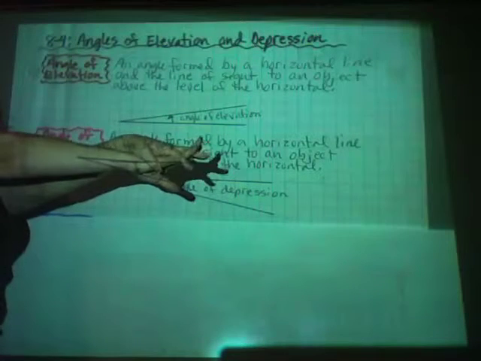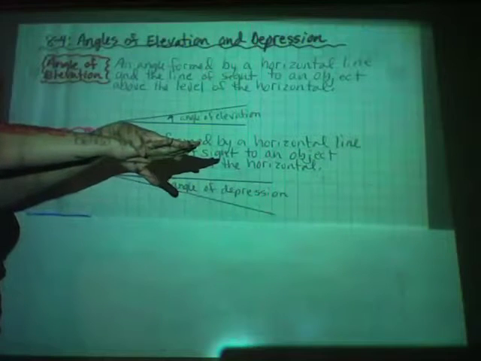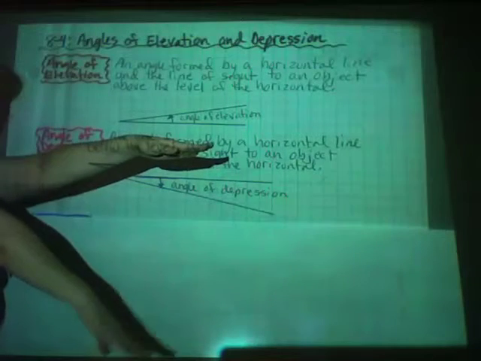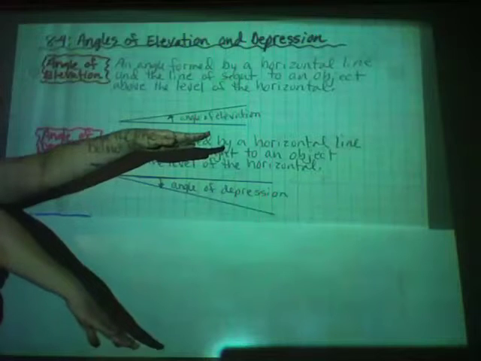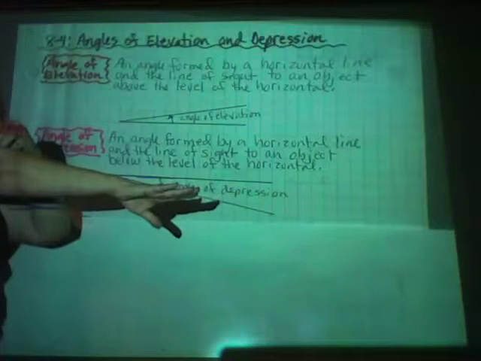But if I'm depressed, what do depressed people tend to do? Their heads are down, they're sad, right? So if I look down, my angle is going to go down. So the angle from here to here is my depression angle. So you always have one line that's parallel to the ground, and then your angle is either going up or going down. So you have to determine what that looks like.